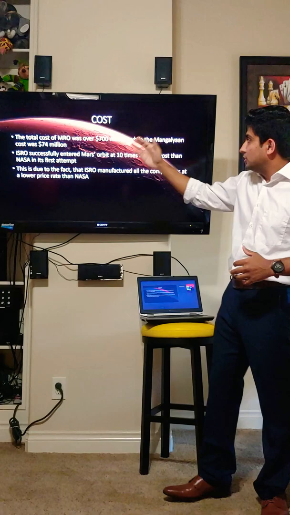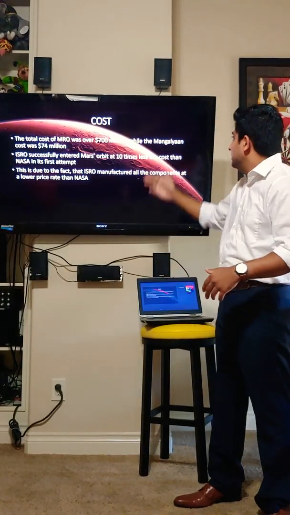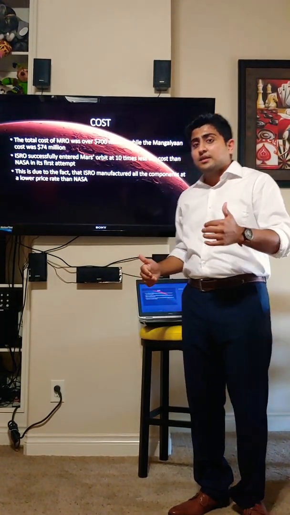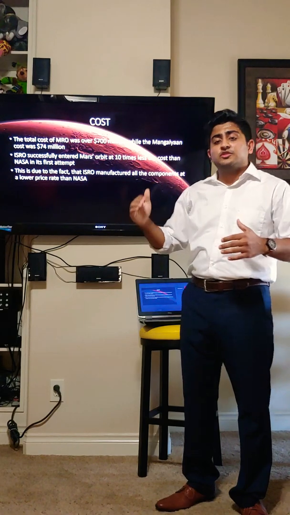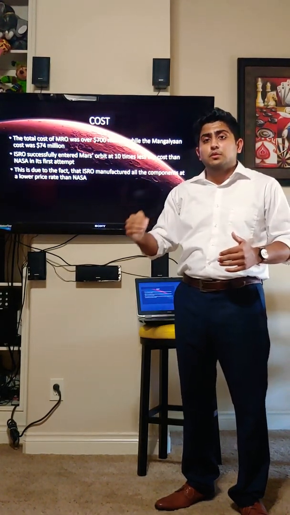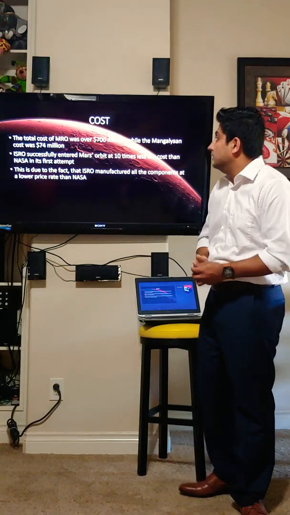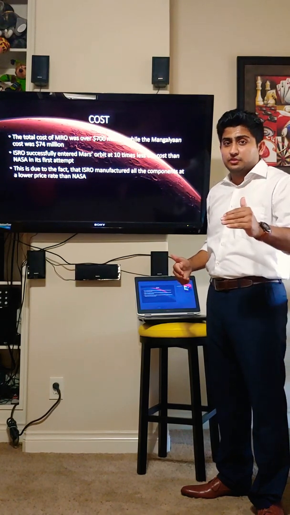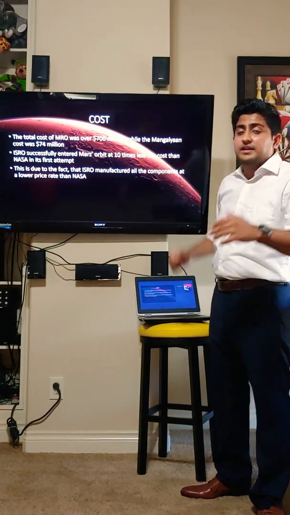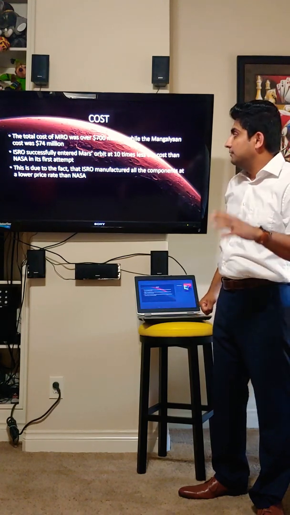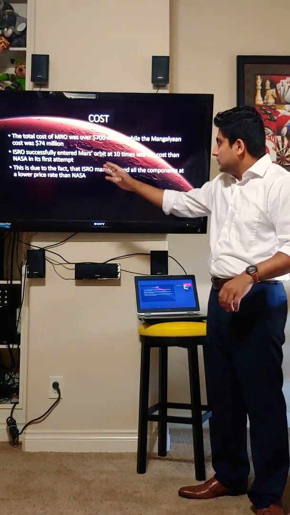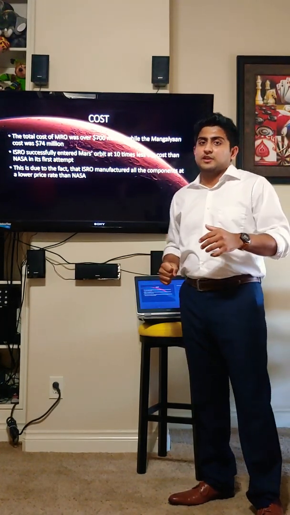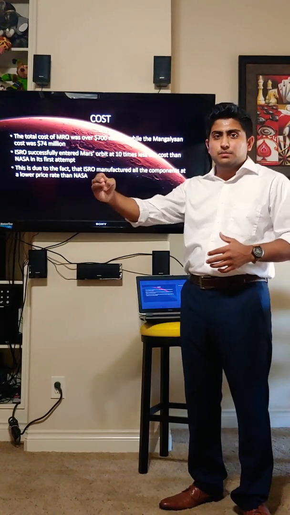The cost. The total cost of MRO was over $700 million, while the Mangalyaan cost was just $74 million. To easily understand that, the Mangalyaan cost was even lower than some Hollywood movies' budgets, like Gravity, for example. ISRO successfully entered Mars orbit at 10 times cheaper a price than NASA, and it did so on the first attempt, which was remarkable. This is due to the fact that ISRO manufactured all the components at a lower price than NASA. NASA bought its rocket from a company, which cost them more.